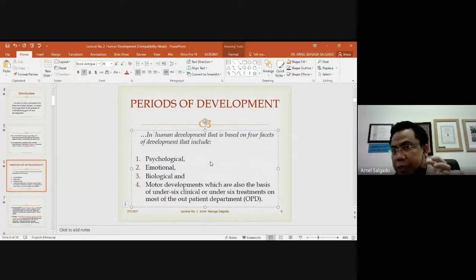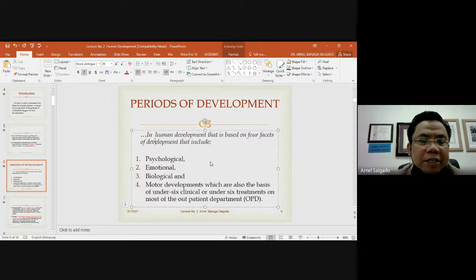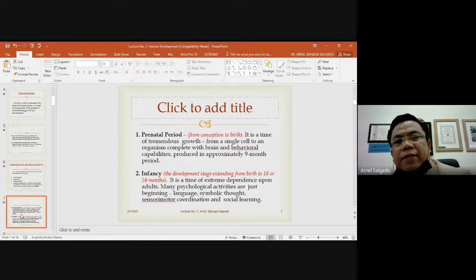Emotional, this is very important, no? Because the emotional aspect of human development has been focused on shaping who we are and what we are. And then, of course, biological, we have to look into that also. And then motor development, okay? So along that line, these 4 periods of development will be the main focus. So let us start with the first one, biological, all right?